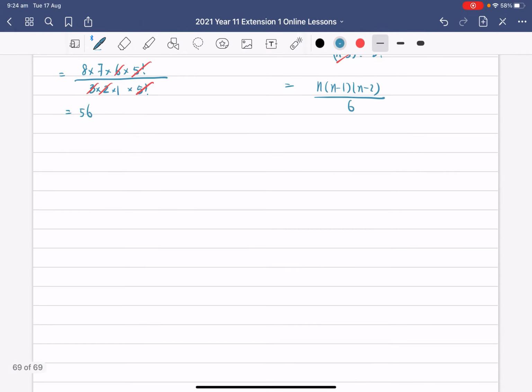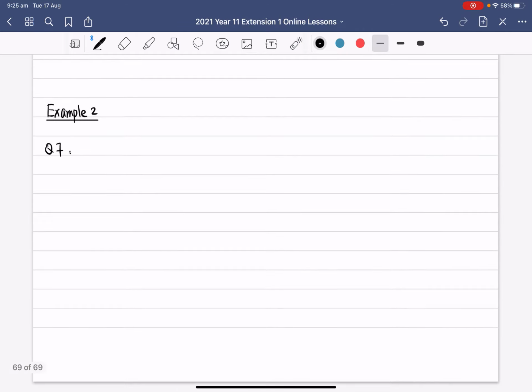So let's move on to example 2. For example 2, I'm just going to find the question from the exercise, and we're going to do it together. Let's start with something that's really simple, and we'll go from there. Okay, so question 7 from the exercise.